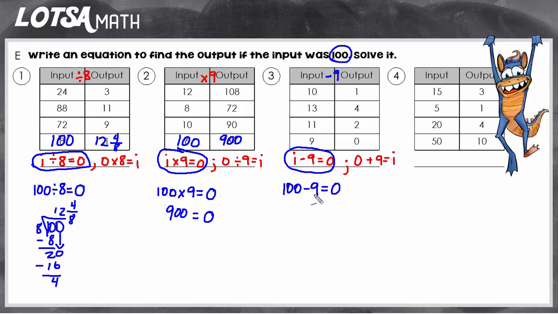And if I solve 100 minus 9, I'll get the output. So 100 minus 9 is 91 equals the output. So if I were to add one more row on our input-output table and I made the input 100, the output would be 91. All right, you try some on your own, and if you need help, you can come back and rewatch the video. Good luck!